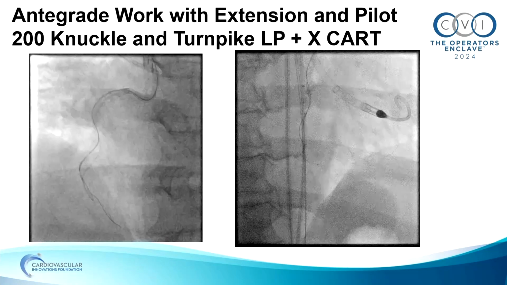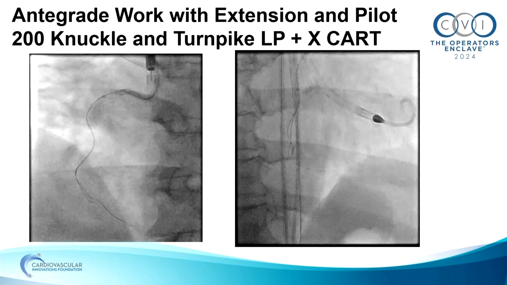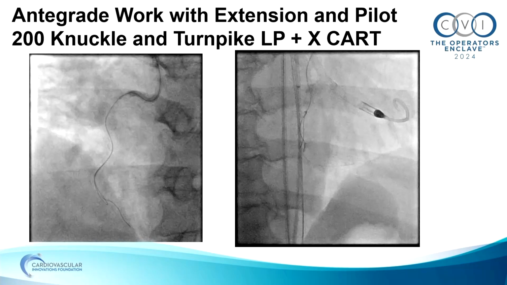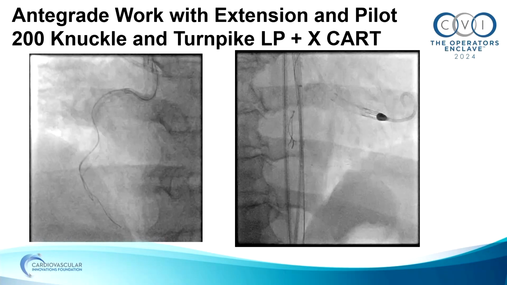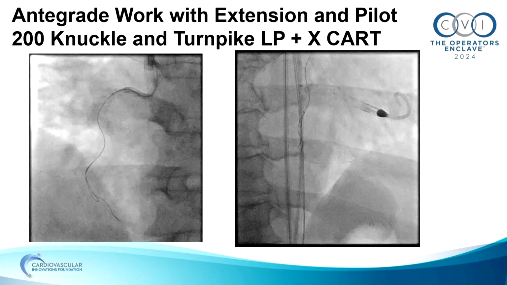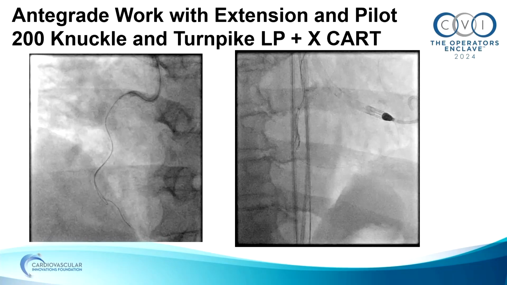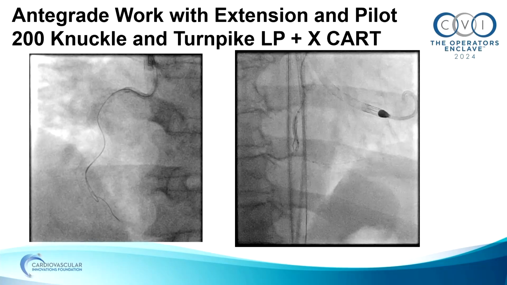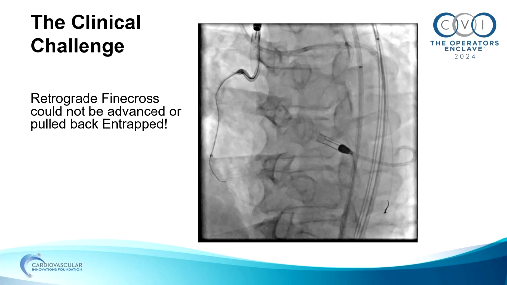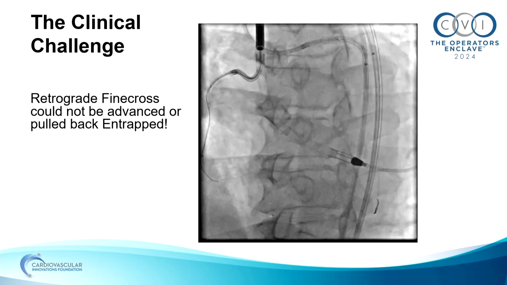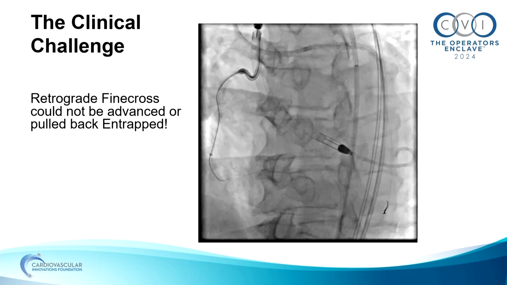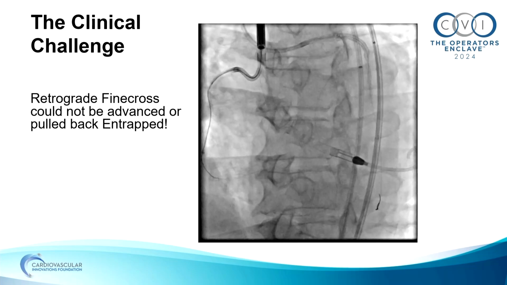So then we get some antegrade work done with a guide extension and a Pilot 200 knuckle and a Turnpike LP, and perform reverse CART at this point. And you can see that the microcatheter that's retrograde now cannot be advanced, cannot be pulled back, and is essentially trapped.